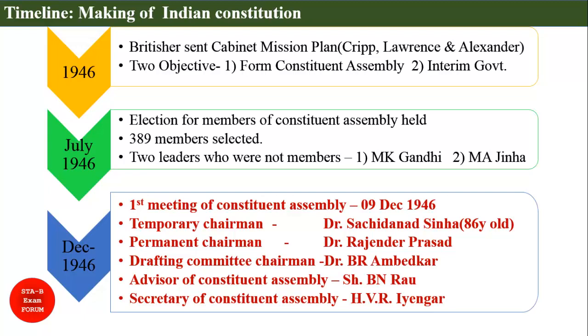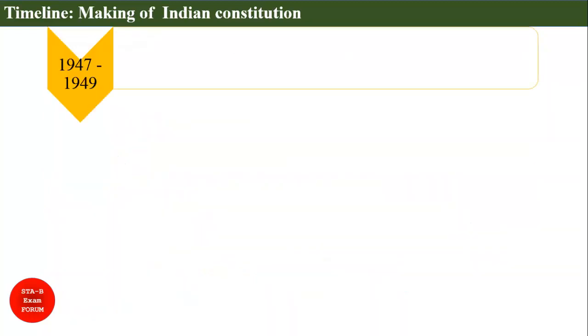You can take a screenshot of this video. This is important. The red ones are important; you should know the dates and names. After that, from 1947 to 1949, constitution making started. The Constituent Assembly, whose task was to make the Indian Constitution, started preparing the Constitution. How they did it, we will not talk about in this video.